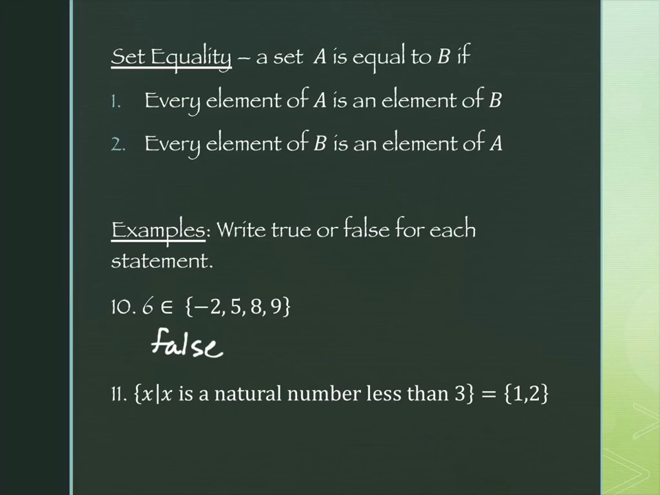So on the left-hand side, it says a natural number less than 3. So which ones are my natural numbers? 1, 2, 3, 4. Those are natural numbers. So which of those natural numbers are less than 3? 1 and 2. It's exactly what it is on the right, yeah? So this statement would be true. All right.